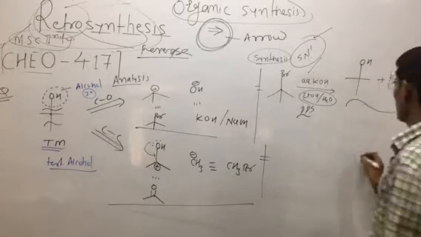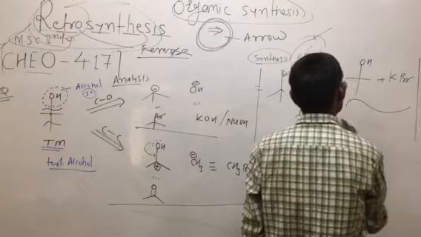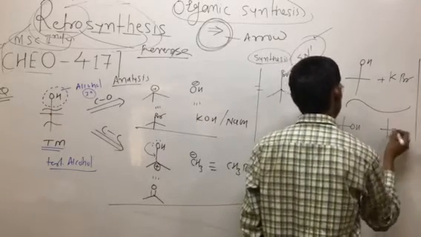How is this type of product obtained? This is how the enantiomer is formed. What is that?